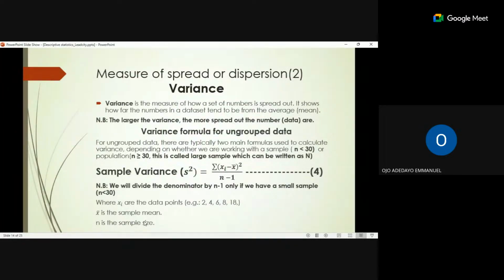Your n is the sample size. What is our n here? If you are following me. 5. Good. Great. So let's move on.